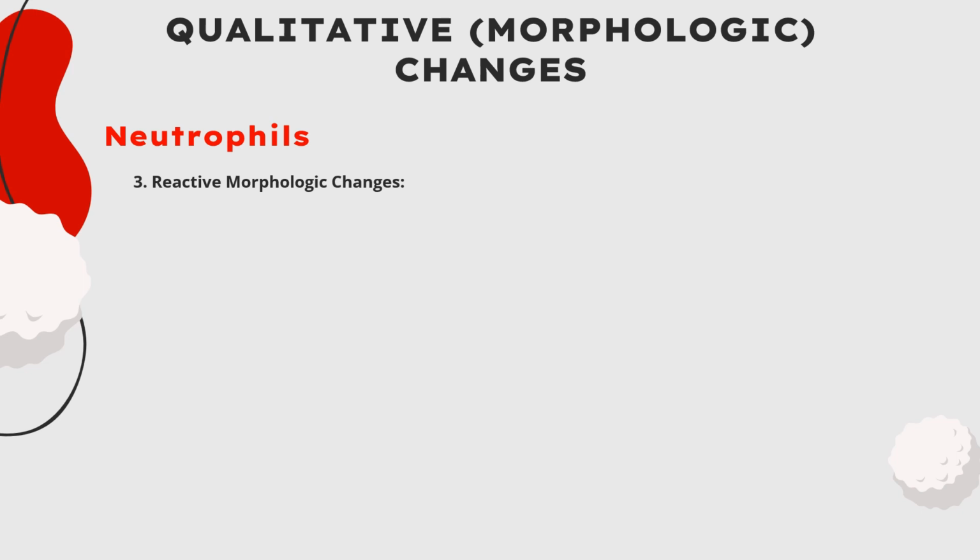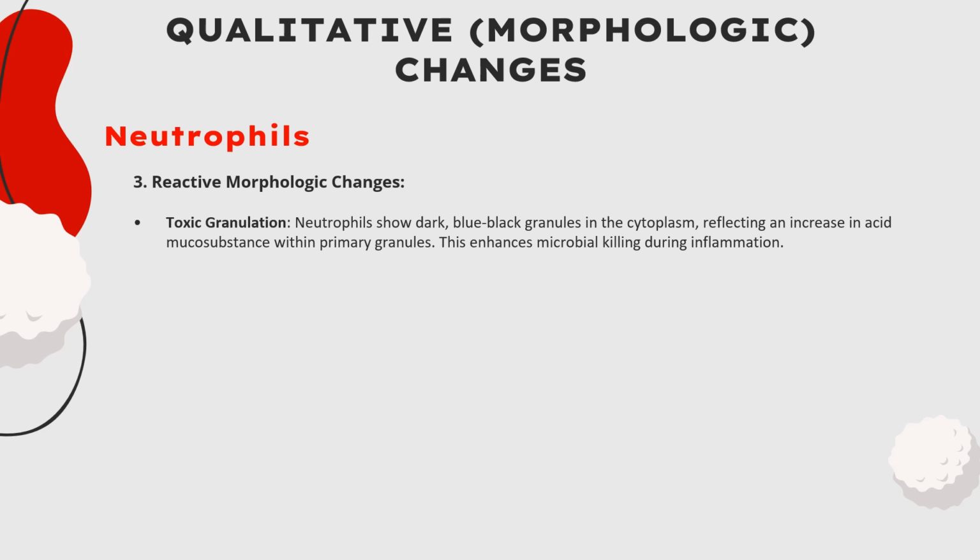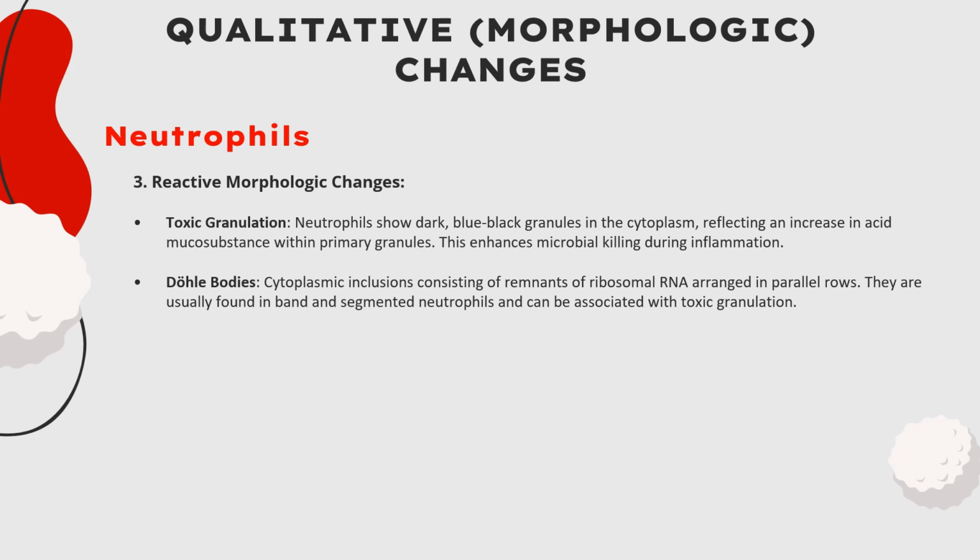3. Reactive morphologic changes. Let's explore some key players in the neutrophil's visual repertoire. Toxic granulation, dark, blue-black granules, these aren't just for show. They contain acid mucosubstance, enhancing microbial destruction during inflammation. Dull bodies, cytoplasmic inclusions hinting at the cell's history, remnants of ribosomal RNA, often dancing in parallel rows.